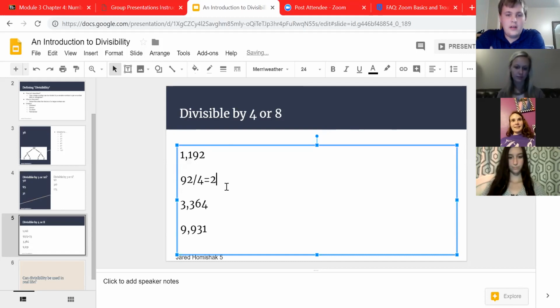Now for 8, you follow the same process, but you use the last 3 digits instead of the last 2 digits. So in this case, we would use the digit 192 and divide it by 8, which I will double check. It is equivalent to 24. Which means that 8 is divisible into 1,192. It's okay to use your calculator. Even your teacher here is not perfect. He needs help from time to time.